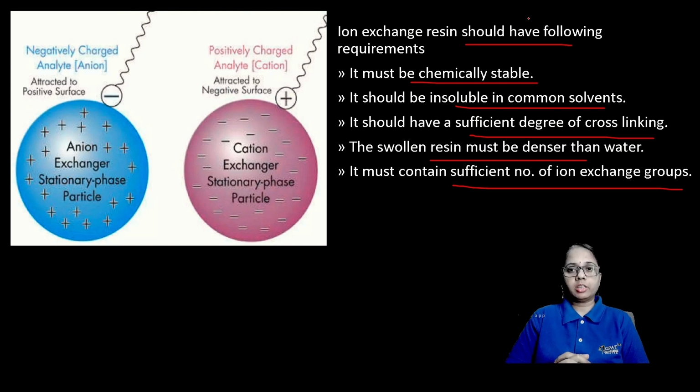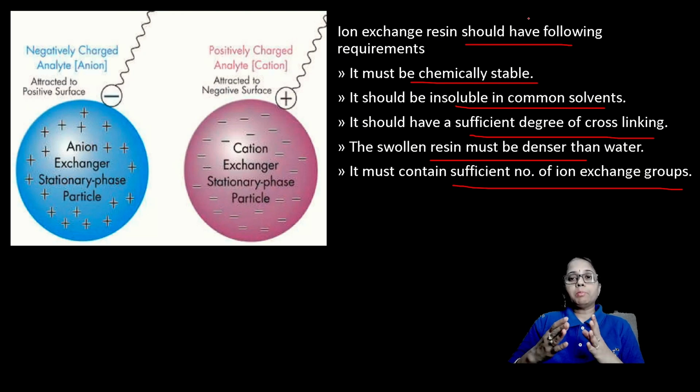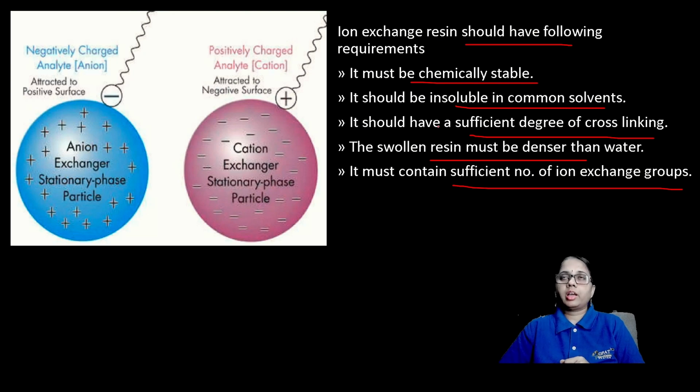Whatever resinous material we use as the stationary phase, it should contain a sufficient number of ion exchange groups. That means whatever sample we add, all those ions, cations or anions, present in our sample solution, should exchange with the ion exchange resinous material. Okay, so the sample loading is very, very important, and the number of functional groups present in these resins is also very, very important. So all these properties the ion exchange resin should have, whether it is an anion or cation exchanger.